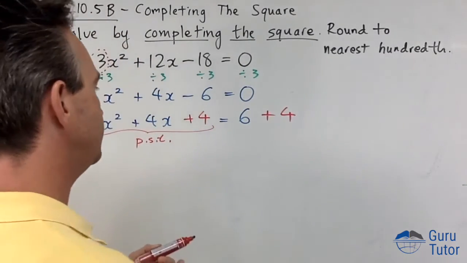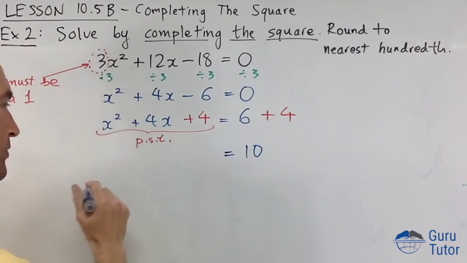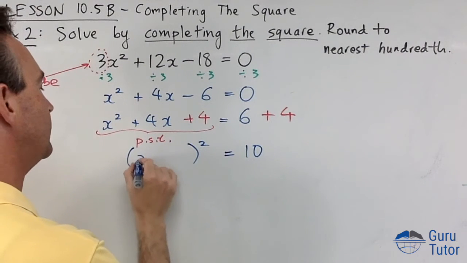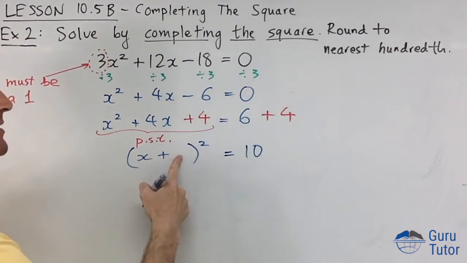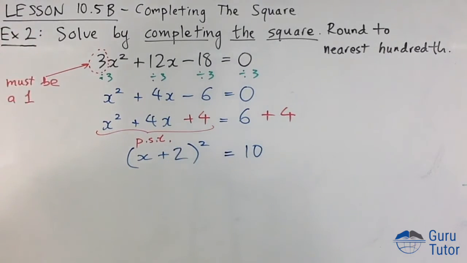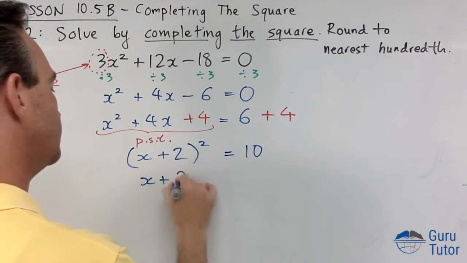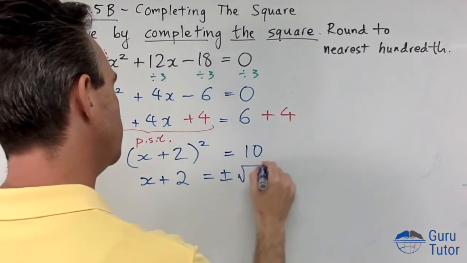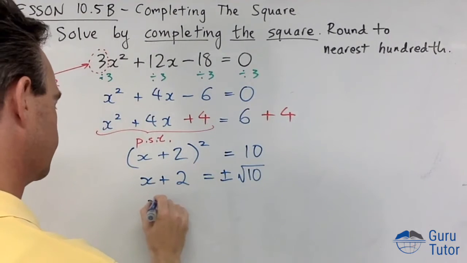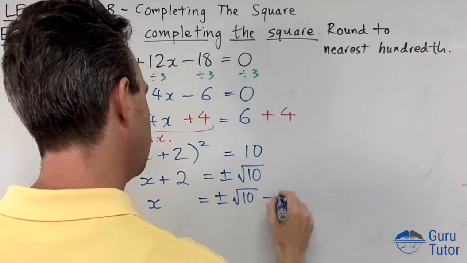And on the right side, this is just 10. And on the left side, this is now a perfect square trinomial. So it can be written as something plus something all squared. x plus, and what goes here? What was this number before we squared it? That was a 2. Square root both sides. x plus 2 equals plus or minus root 10, or radical 10. Let's move the plus 2 over there now. Plus or minus root 10 minus 2.